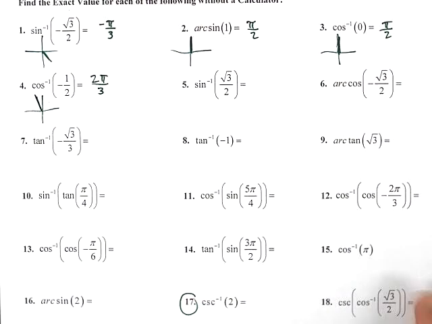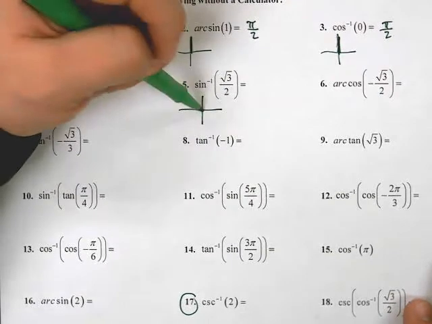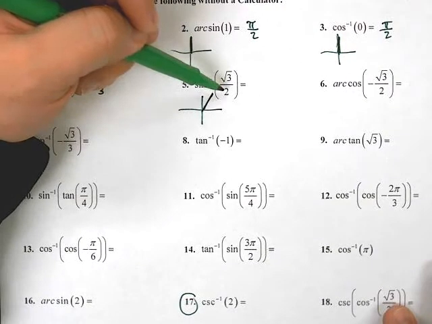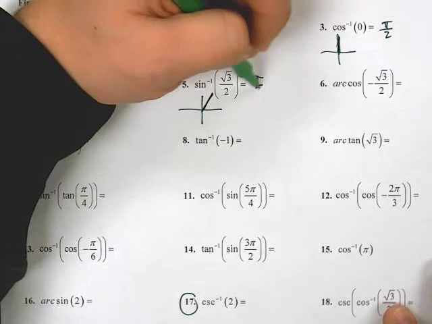For sine, root 3 over 2, I'm positive, so I'm up here in quadrant 1. My y value is root 3 over 2 at pi over 3.